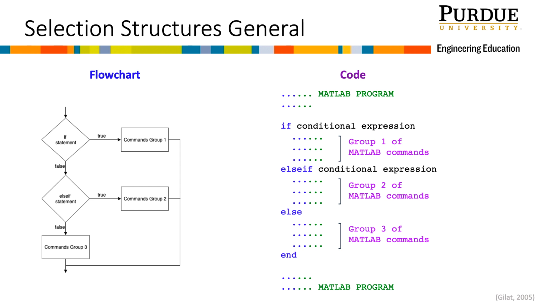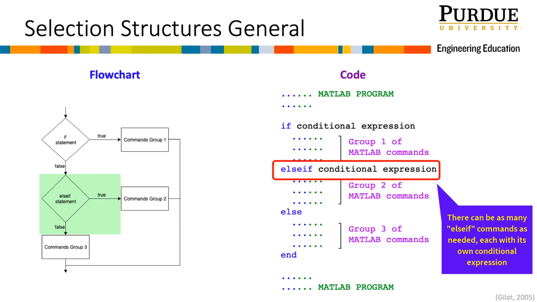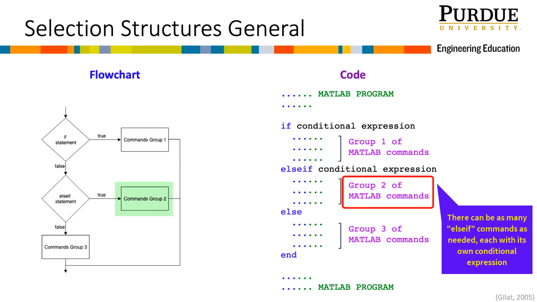This is the general form of a selection structure. Selection structures always begin with an if command and a logical condition. If the logical condition is true, then MATLAB executes the group 1 commands and skips all other commands until after the end command. If the condition with the if is false, MATLAB moves to the else if command and checks its condition. Notice that elseif has no space. If the elseif logical condition is true, then MATLAB executes the group 2 commands and skips all other commands until after the end command.